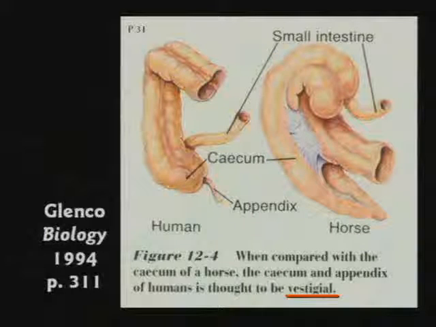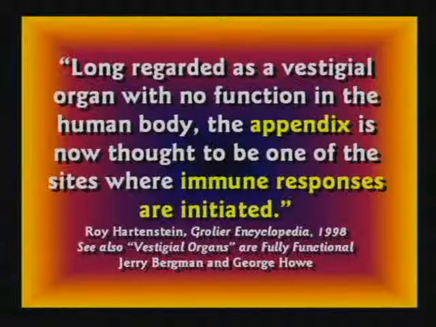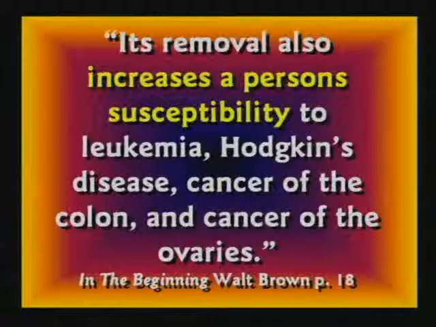This textbook says, humans have an appendix that is vestigial. You don't need it anymore. That's a lie. You need your appendix. It's part of your immune system. That's been known for years. The appendix is one of the sites where immune system responses are initiated. Now, if you do have your appendix taken out, you can still live, I understand, okay? But you've got a much better chance of getting quite a few diseases.